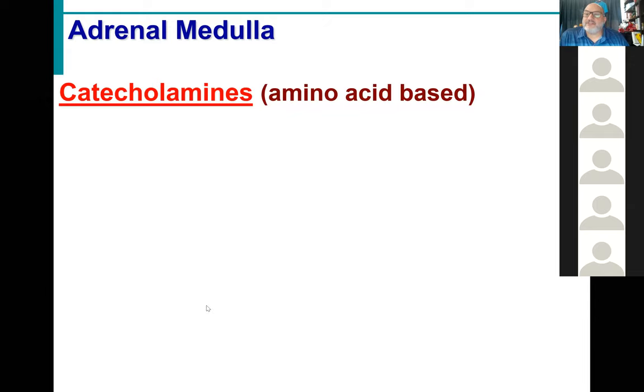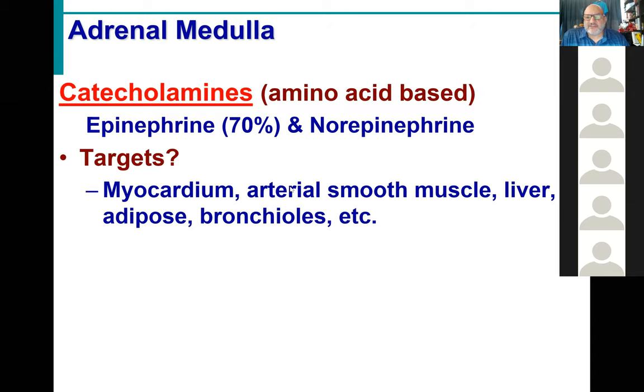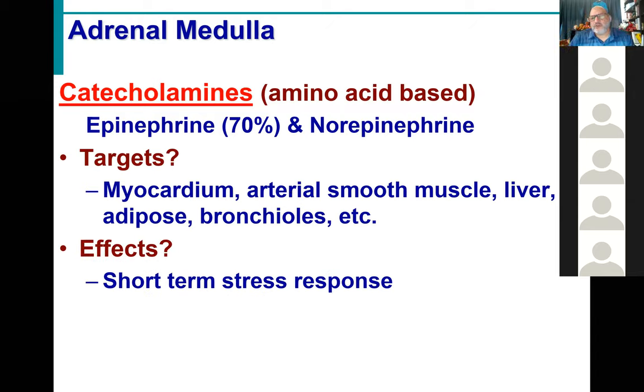They produce amino acid-based hormones, a class of which are the catecholamines. About 70 to 80% epinephrine, and the rest is norepinephrine. And like we said, it is that short-term stress response. So heart muscle, arterial muscle, liver, adipose, bronchioles, you know, the smooth muscle of the eye for dilating the eye, all those things that we talked about back in 430 associated with that fight or flight stress response. And how is this one regulated? Neurally by the sympathetic nervous system. Excellent. This one is regulated neurally by the sympathetic nervous system. Excellent. And that is the adrenal gland.